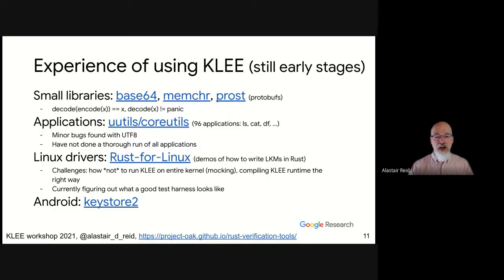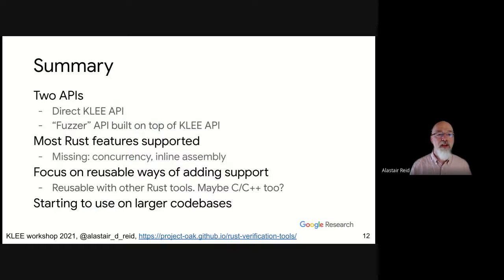And so what we did was we created a mock layer for the bits of the Linux kernel that the Rust code calls out into. And then another challenge we hit was that the KLEE runtime libraries were compiled with different flags from the Linux kernel. And so we had to figure out a way to fix that. And we're currently figuring out the best way to write good test harnesses for that code. And then we've recently started looking at KeyStore, which manages the private keys in Android. We haven't got very far with that yet, though.